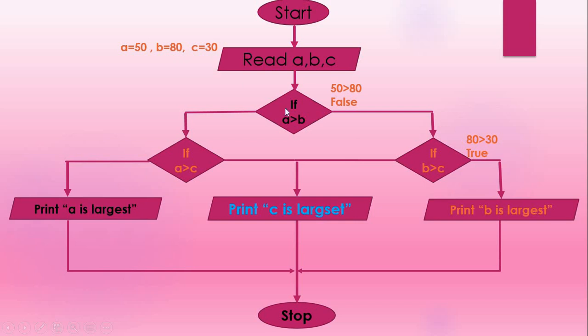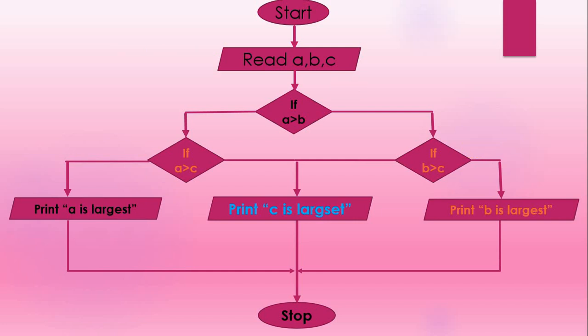Now let us take another example where A value is 50, B value is 80 and C value is 30. It checks first whether 50 is greater than 80. Now in this case, this condition becomes false. So if this is false, it comes here, it checks whether B is greater than C, that is 80 is compared with 30. In this case, 80 is greater than 30, that is B is greater than C, condition is true. In this case, it prints B is largest.